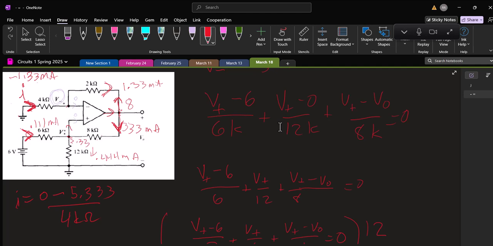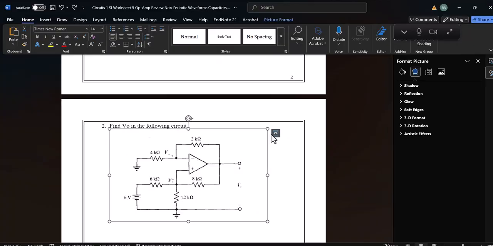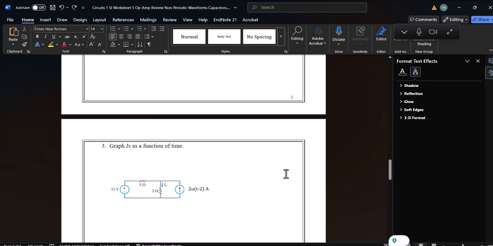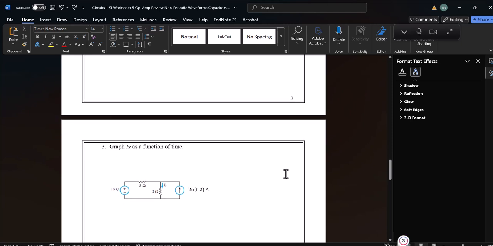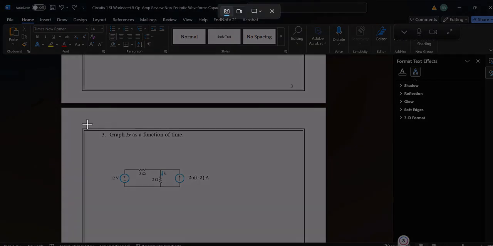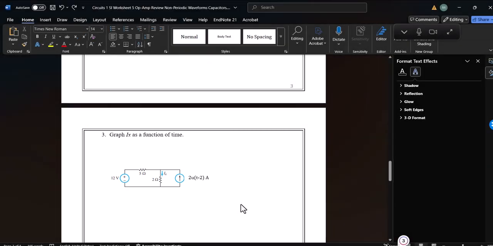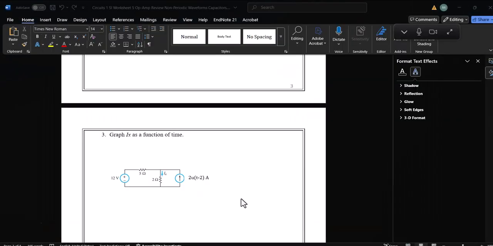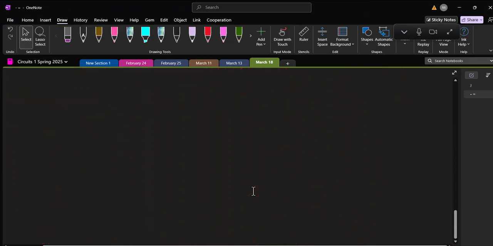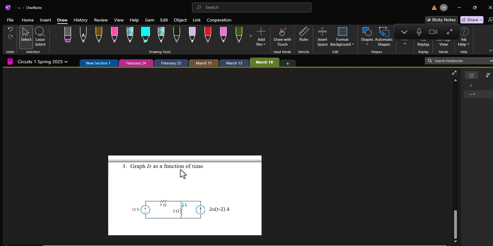All right. Let's see what's next. Usually the best thing to try first for op amps is nodal analysis. It's what tends to work for me, yeah. Okay, we'll see if this problem works. I made it up.